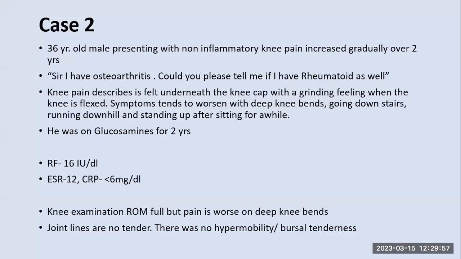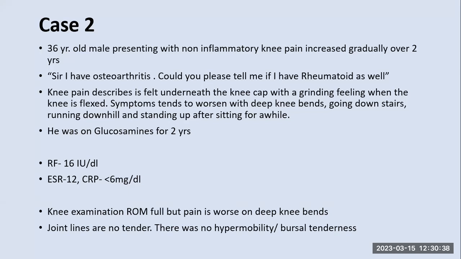The second case that I am going to discuss is a 36-year-old male presenting with non-inflammatory knee pain, gradually increasing over the last 2 years. He came to me with his own diagnosis: "Sir, I have osteoarthritis. Could you please let me know whether I am having rheumatoid as well?" That of course sometimes irritates us, but I just wanted him to describe his knee pain.